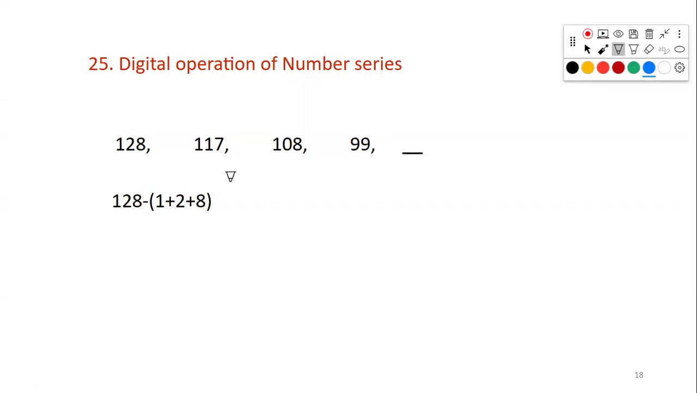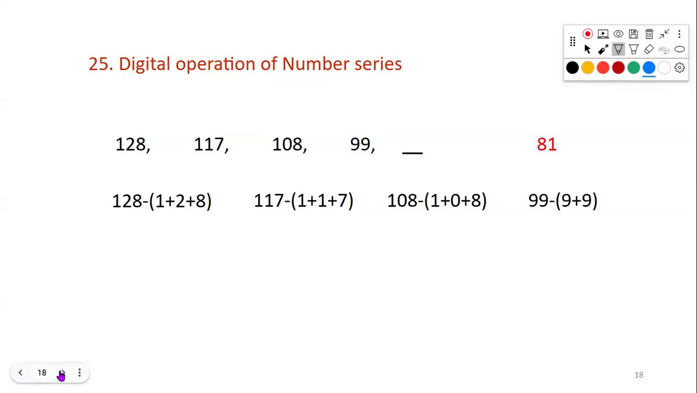Same thing you do now. One more step if you want to see. 117. 1 plus 1 plus 7, which is 9, minus. 117 minus 9 is 108. So same thing, 9. Here if I subtract, I get 99. So finally 99. 9 plus 9 is 18. If I subtract 18, 81. So that is how I'll get the answer. So you got the logic. So this is digital operation of number series.